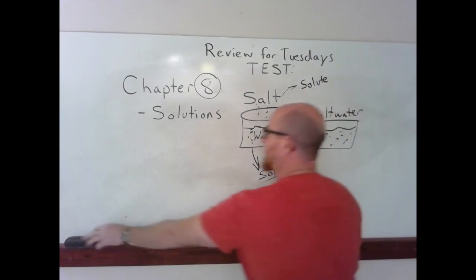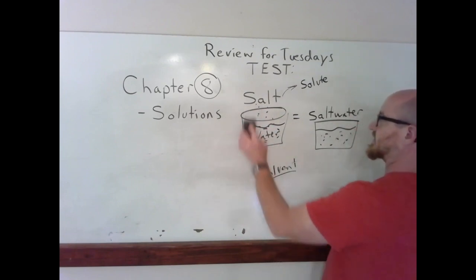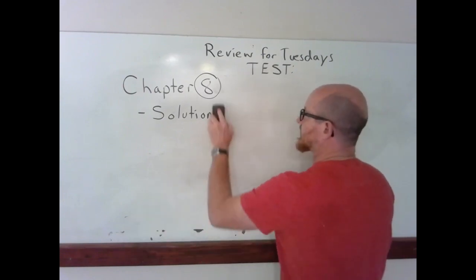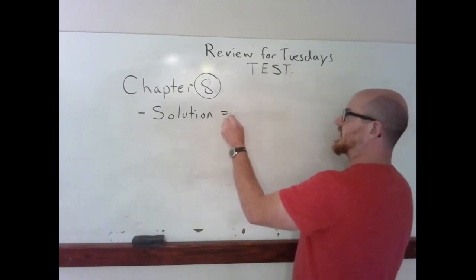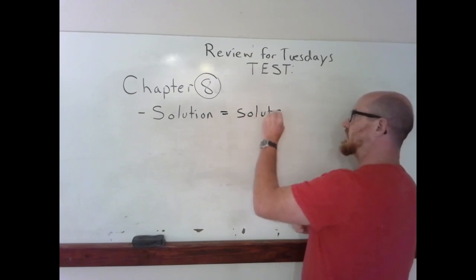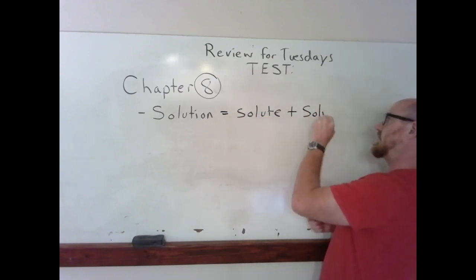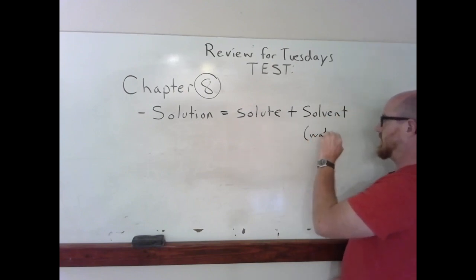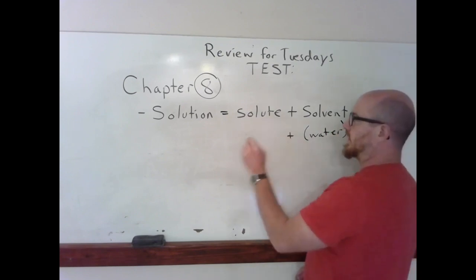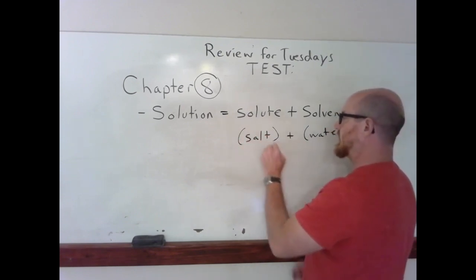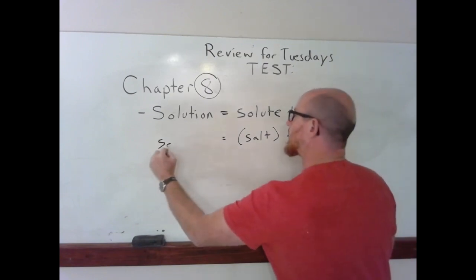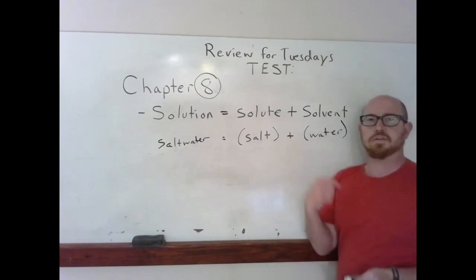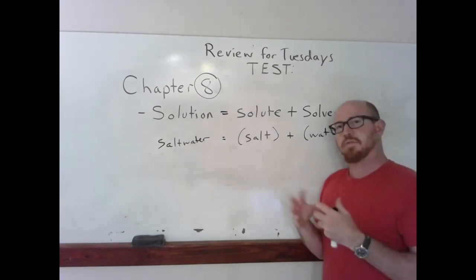The solution is equal to the solute plus the solvent. And so we can simply write that down, if you've got this. The solution is equal to the solute plus the solvent. And in this case, remember, the water and the salt were added together to make salt water. And that's all that you need to get from this. It's simply understanding how things break down.